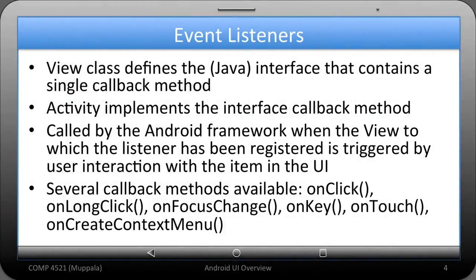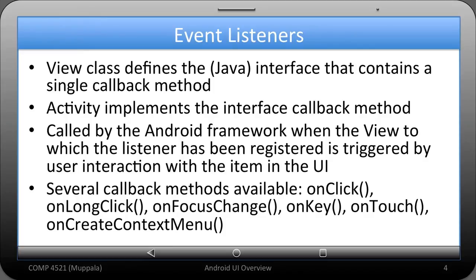So to summarize, what we have seen is that the view class, which is the superclass for all the different UI widgets, defines a Java interface that contains a single callback method. When you define an activity that hosts a user interface, then for all the views that are included in the activity's layout file, the activity will implement the interface callback method. So in the example, we implemented the view on-click listener to be able to respond to when the button is clicked by the user.